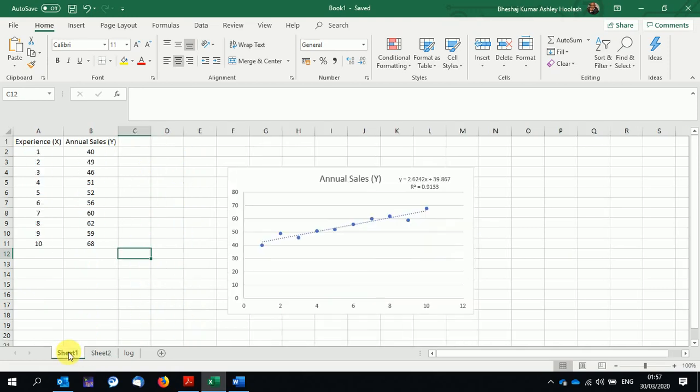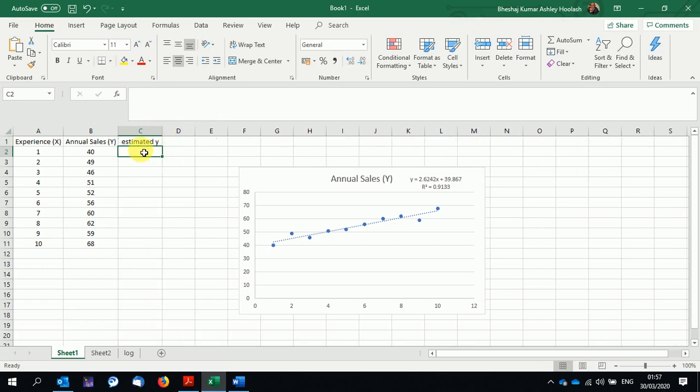What do I have here? I've taken the example on annual sale and years of experience. This is the true value, and I can have the estimated value, and I can find those values by substituting x here. So I can say 2.6242 multiplied by the x value plus 39.867. So that's the estimated value of someone who has 1 year of experience. That's the true value, that's the estimated value.